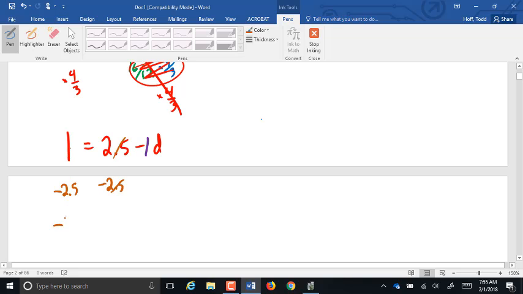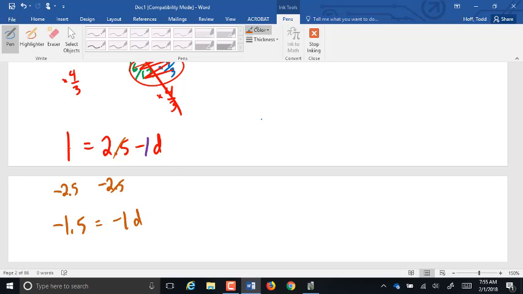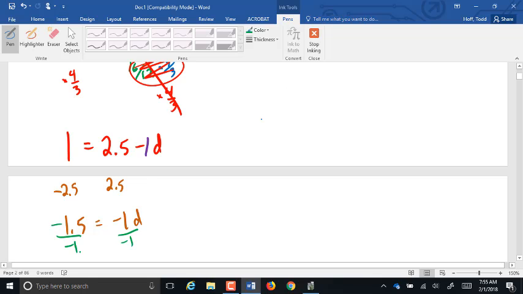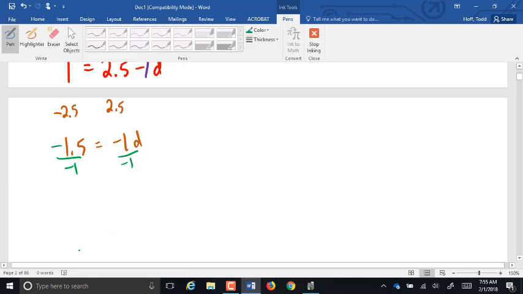1 minus 2.5 is a -1.5 equals -1d. And now we can divide by -1. So -1.5 divided by -1 is a positive 1.5 equals d. So that small diameter will be 1.5 inches. What do you think?